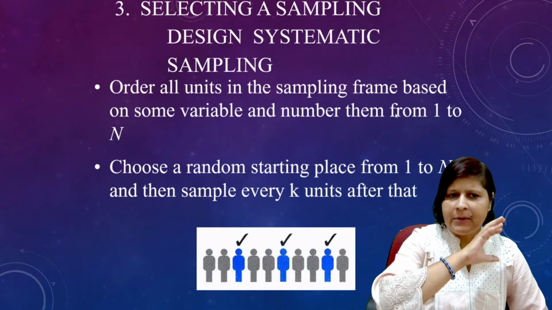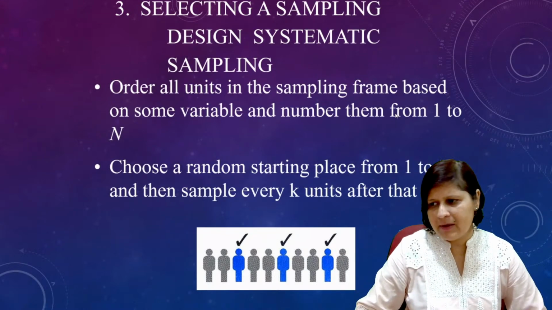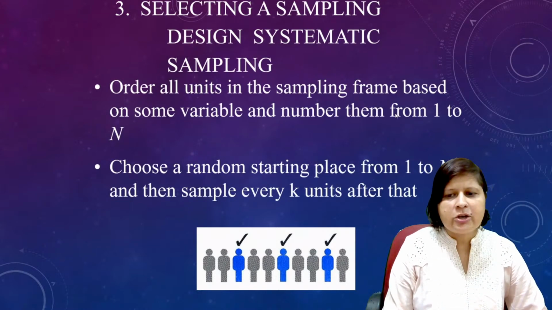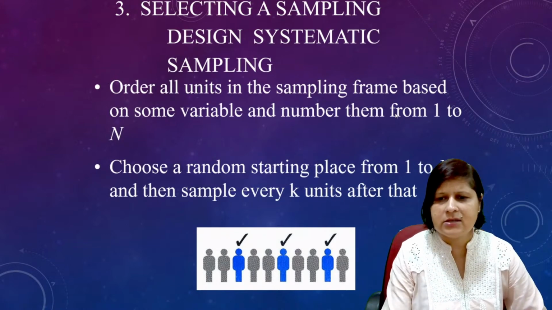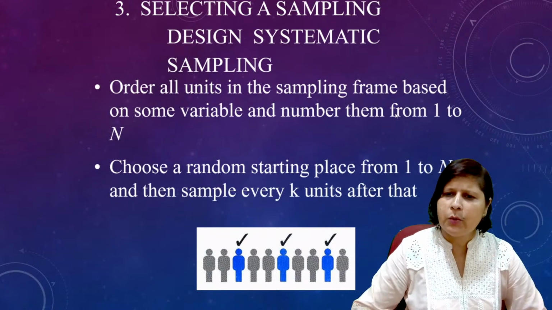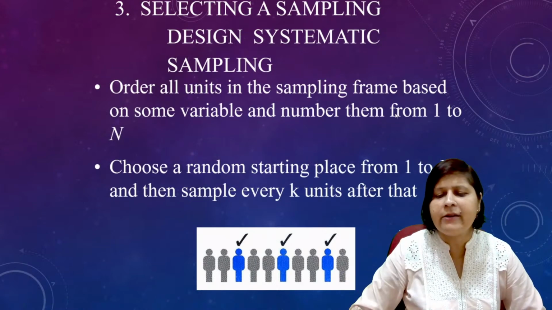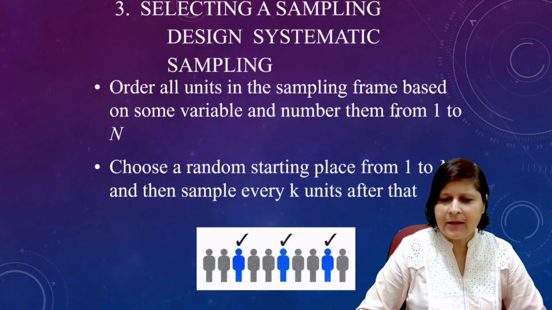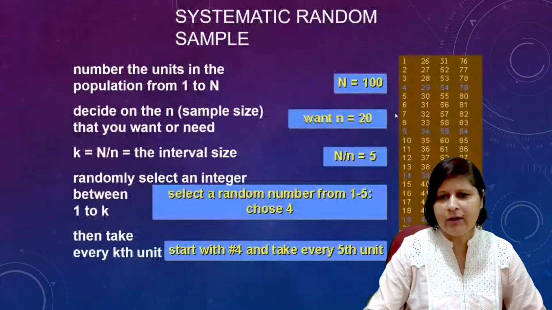In systematic sampling, order all units of the sampling frame based on some variable. That is, suppose a population of 13 years age group, then 14 years, then 15 years, then 16 years, 17 and 18. Choose a random starting place from 1 to k. Choose the first sample randomly. One should choose the first sample randomly and then sample every k unit after that.